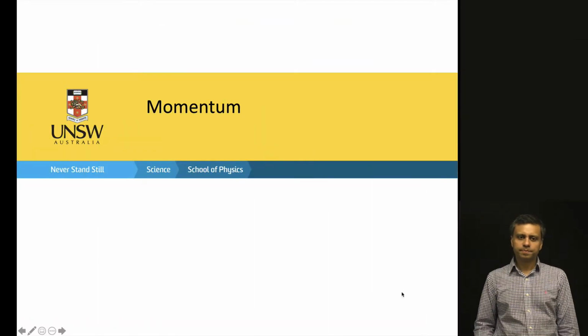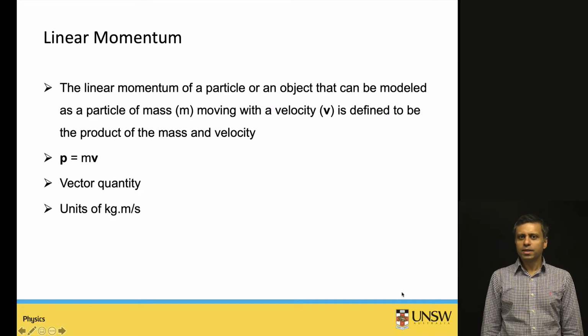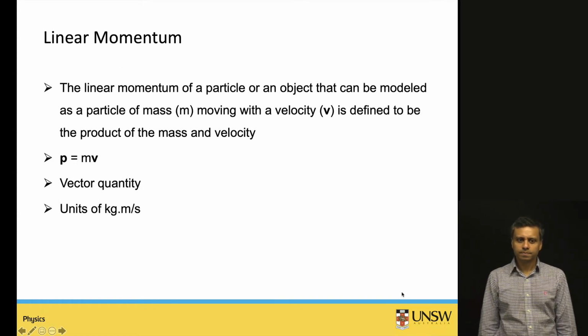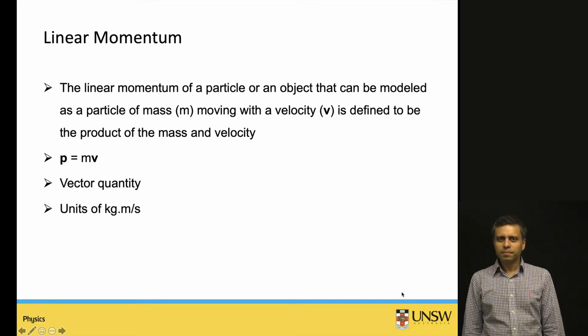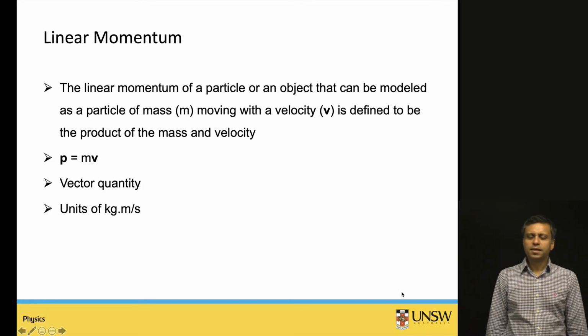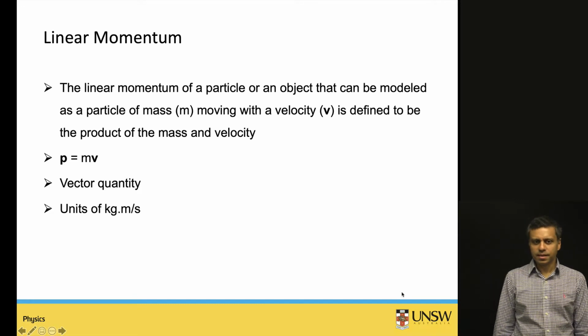In this module, we will learn about linear momentum. Linear momentum is defined as the product of mass and velocity. P equals mv. The symbol P stands for linear momentum. Momentum is a vector quantity. It has the units of kg meter per second.